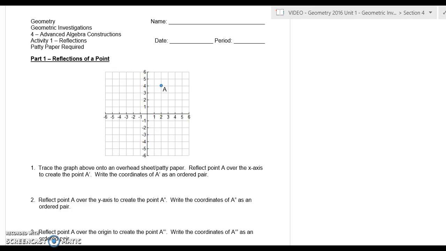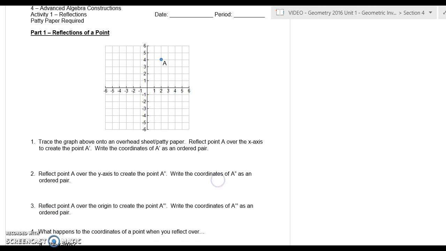In this section, we're taking a look at the beginning of transformations. We're looking at 3 transformations. In part 1, we're going to take a look at reflections and rotations. And then in part 2, we're going to take a look at how transformations apply. So in part 1, the first part was reflections of a point.